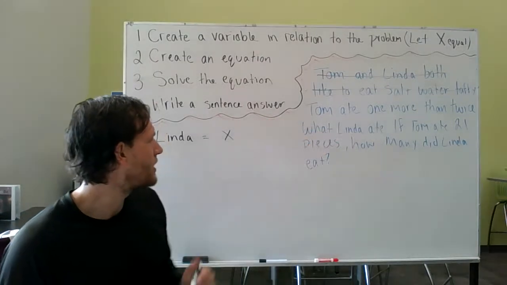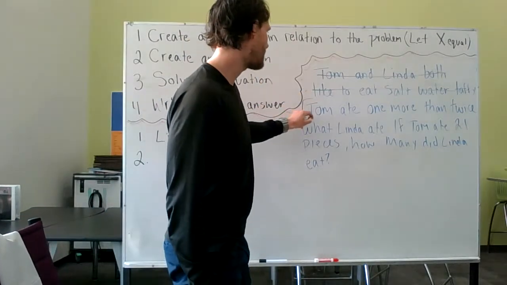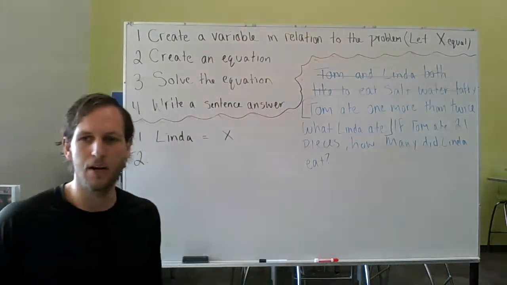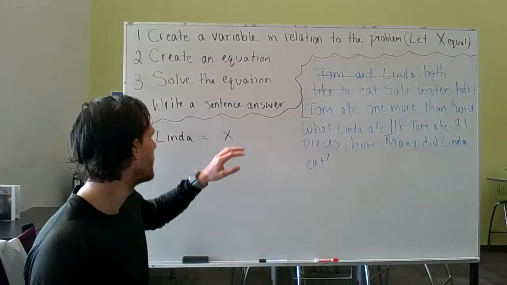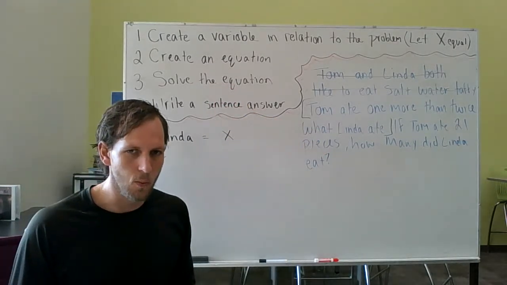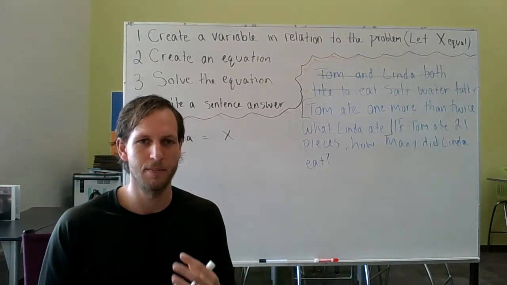Tom ate one more than twice what Linda ate. Okay, this right here, Tom ate one more than twice what Linda ate, is going to be the root of our equation. There's a lot of information there. Now, what we need to think about is in algebra, we're looking at this idea of working backwards.